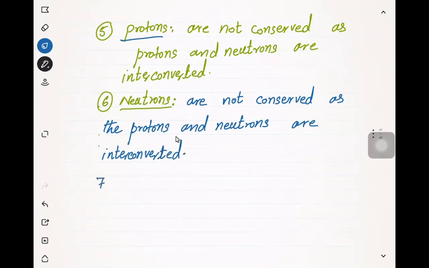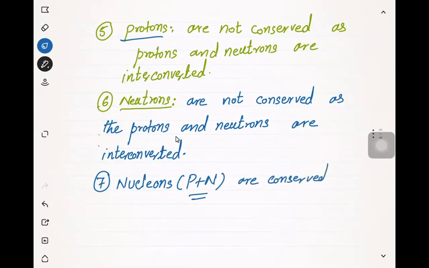Then the seventh property that we will discuss is nucleons. Nucleons are the sum of protons and neutrons. And since protons and neutrons are interconverted, yet their sum remains constant, nucleons are conserved, which means that the sum of protons and neutrons is always conserved. The eighth property that we have to discuss is leptons. Leptons are conserved. Now, these are the properties which must be conserved in a nuclear reaction.